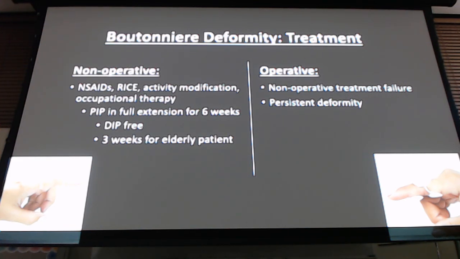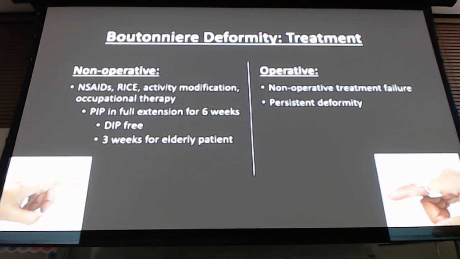Okay? How many weeks for elderly patients? 3. So elderly patients are like, that sucks. But you want to immobilize it for 3 weeks, and then probably it's still not offering surgery. But I don't want to get into that. So operative: you did all the non-operative treatment, and they fail, or they have a persistent deformity. If somebody presents to me a month after this deformity is set in, do you think the treatment is better or worse than if they present a week after this condition sets in? Worse. So again, they can have persistent deformity.